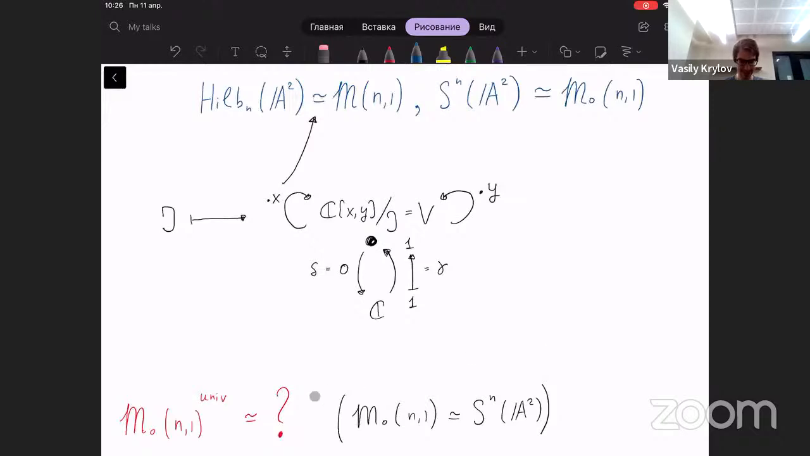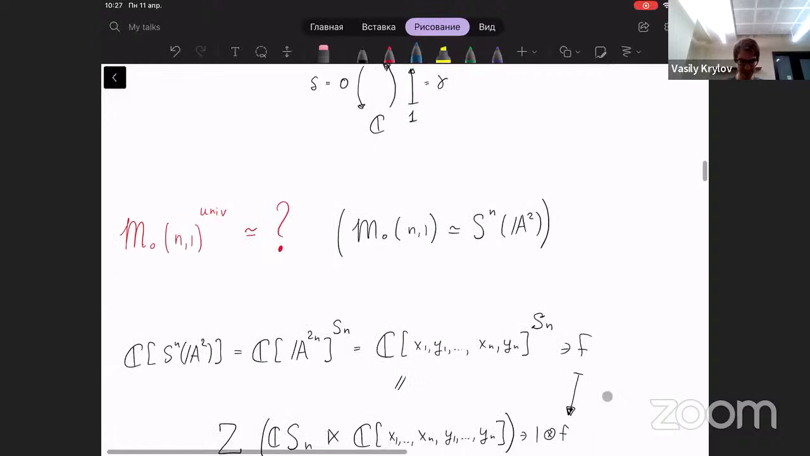Great. So we have this description. And then let me recall that we also have this M0 n1 universal deformation. And we already know that our original M0 n1 is Sn of A2. Natural question: how to describe M0 n1 universal in these terms? Yes, using some similar descriptions.